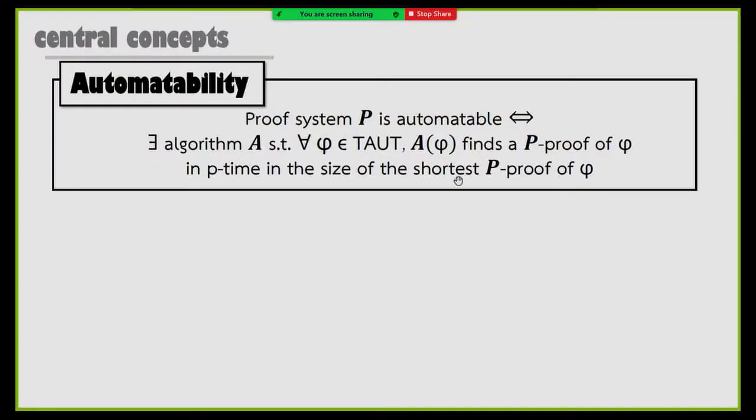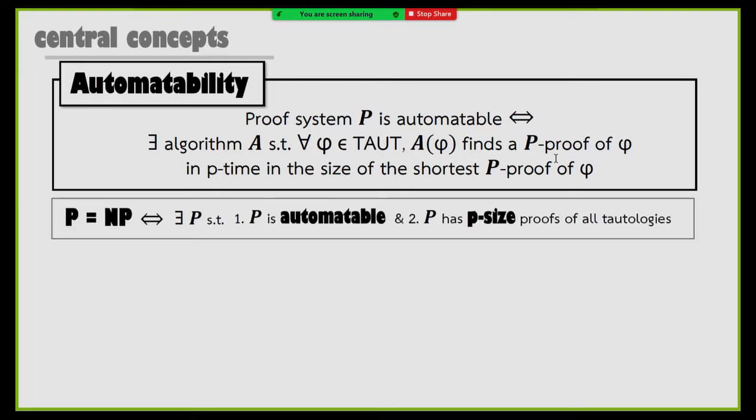So the important thing here to notice is that the algorithm A doesn't necessarily run in polynomial time. For example, if the formula phi doesn't have a short proof, if the shortest proof of formula phi in the proof system P is exponentially long, then the algorithm A can run exponentially long on the formula phi. It's easy to prove that P equals NP if and only if there is a proof system which is both automatable and which proves all tautologies efficiently by polynomial size proofs.